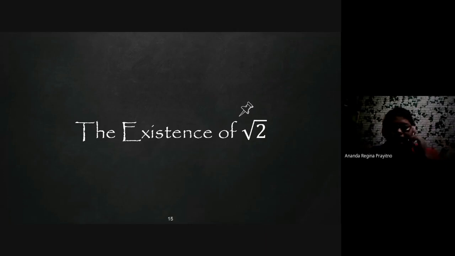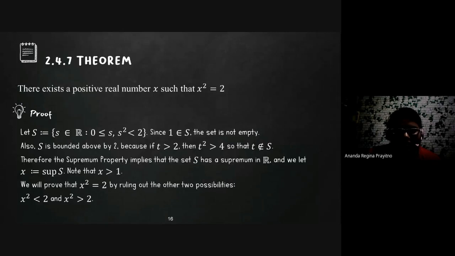Okay, thank you. Now for the next is the existence of the square root of 2. So the theorem: there exists a positive real number x such that x squared equals 2. This is the proof. Let S be defined by S element of R such that s is greater than or equal to 0 and s squared is less than 2. Since 1 is an element of S, the set is not empty. Also, S is bounded above by 2, because if t is greater than 2, then t squared is greater than 4, so that t is not an element of S.